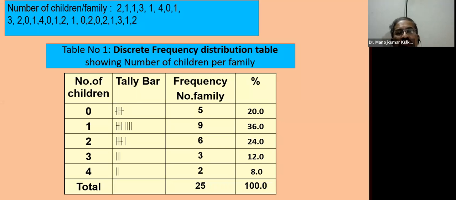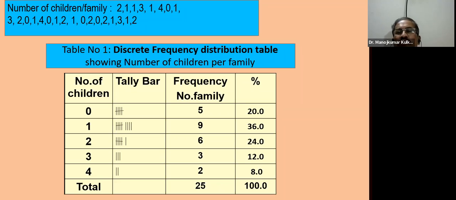And we take up each value one by one. We mark a vertical bar. After marking 4 vertical bars, the 5th time it comes, we mark a diagonal. This process is continued till all the values get exhausted. Then we count the frequencies based on this tally.